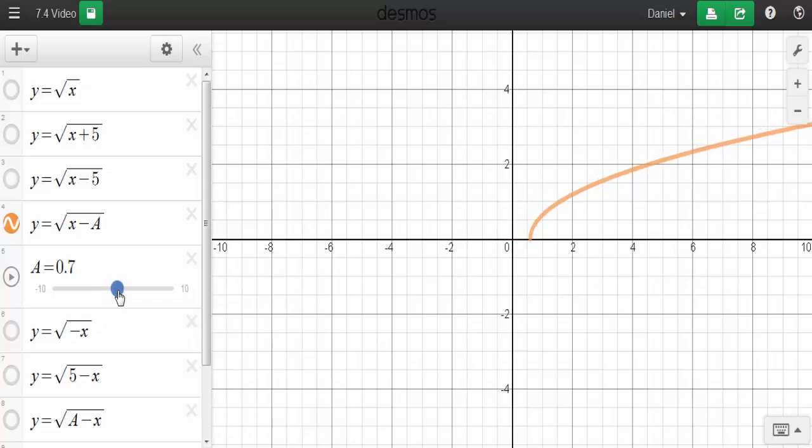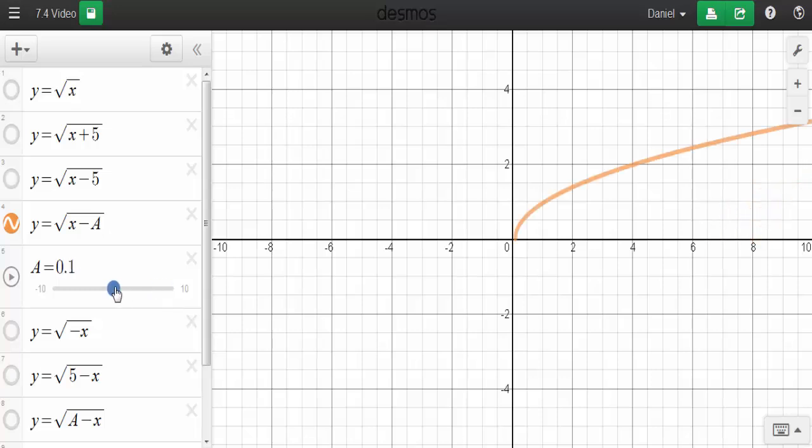what's going to happen? The square root of x minus 1 is shifted 1 unit to the right. If I have the square root of x minus 2, it's shifted 2 to the right. Square root of x minus 3, 3 to the right, so on and so forth. So as I make my a value more and more positive, I'm moving this graph over to the right.